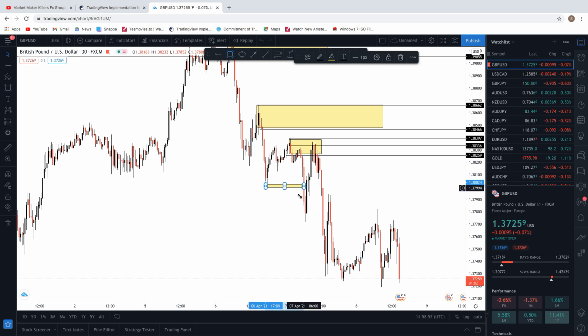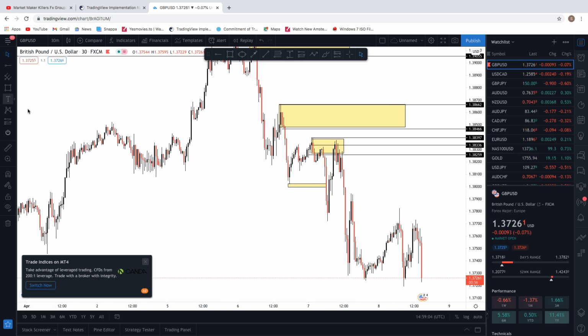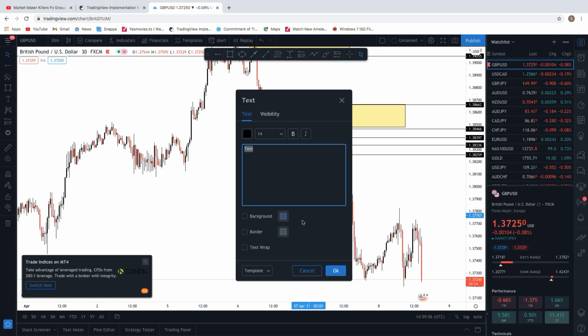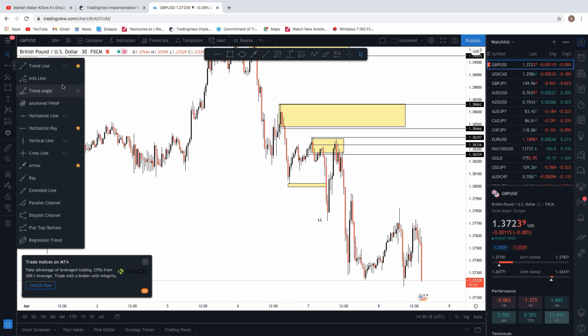Price breaks structure. So this base area is responsible for breaking this structure here. That leaves us right here with a lower low. That's very important because we need to see how price will then approach our base area. So as you can see, price reaches the base area.